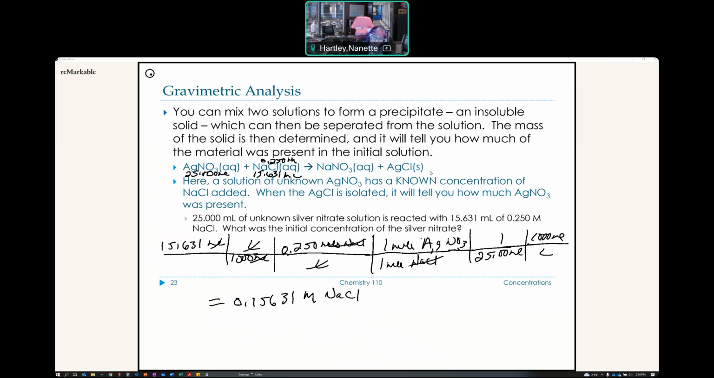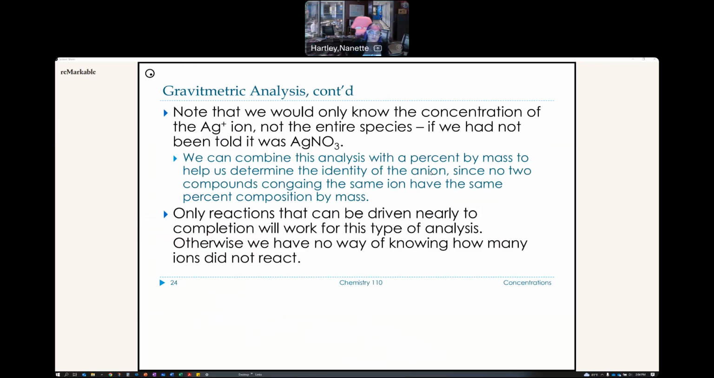But we can also do it if we take this out and measure the mass that's left. So that's a true gravimetric analysis. Now, if we were to do the gravimetric analysis, we'd only know the concentration of the Ag+ ion, not the entire species. We're only able to look at the counter ion that we're making the precipitate with. And we have to make sure that they're driven to completion, because if they're not, then we don't have any way to do this. So we've got to work with things that have very low solubility.